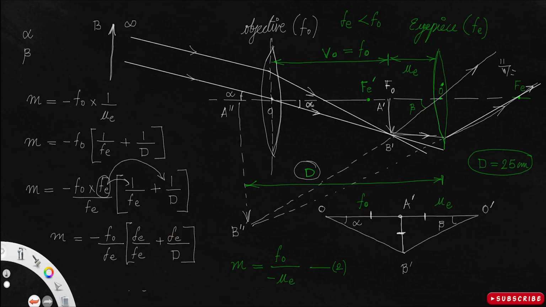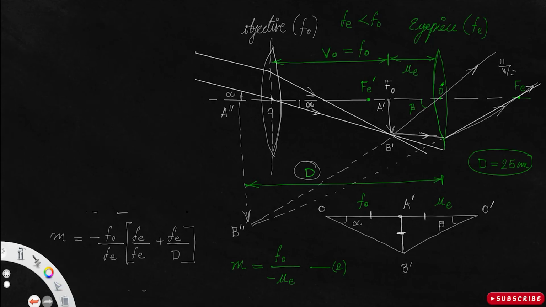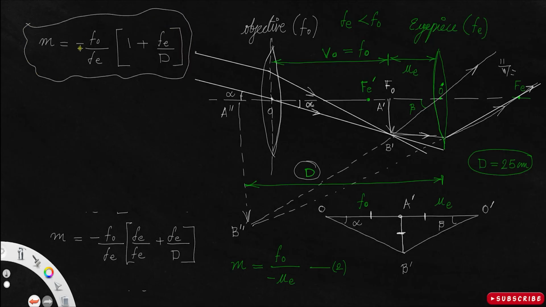So the final expression for the magnification will be M is equal to minus FO by FE into 1 plus FE by D. So this is the expression for the magnification produced by the telescope. This negative sign indicates that the image is inverted. The final image got will be inverted. Clear? Now we have to look into the image formed at normal vision.